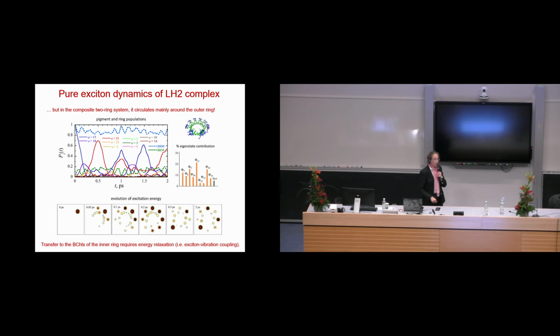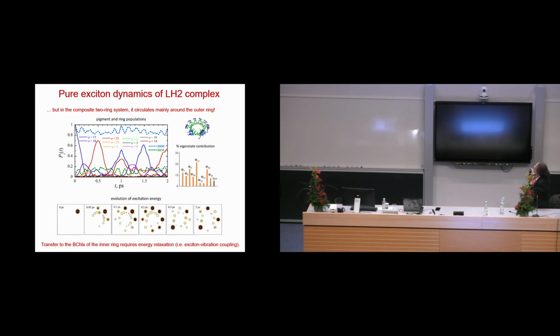So now I'm going to look at the whole complex, the two rings together, and see what we get. In the absence of vibrations first. In the absence of vibrations, what I get here is these pictures. So here's the initially excited state, goes down, and then other states rise. Which ones rise? The ones of the outer ring only. The inner ring populations are down here, a few percent. They don't rise. So the energy circulates on the outer ring only.